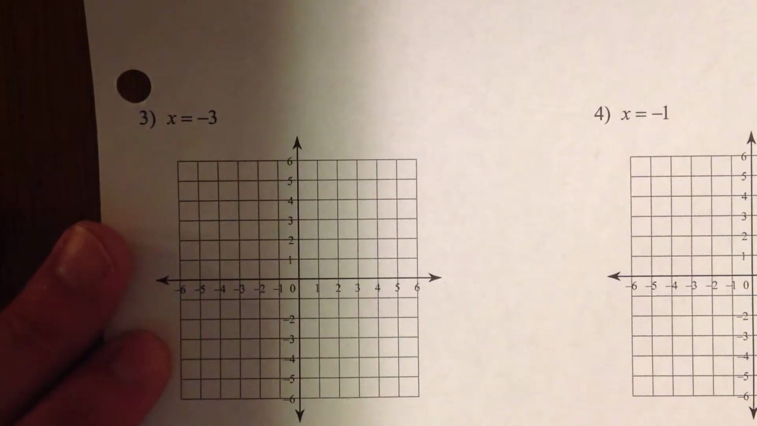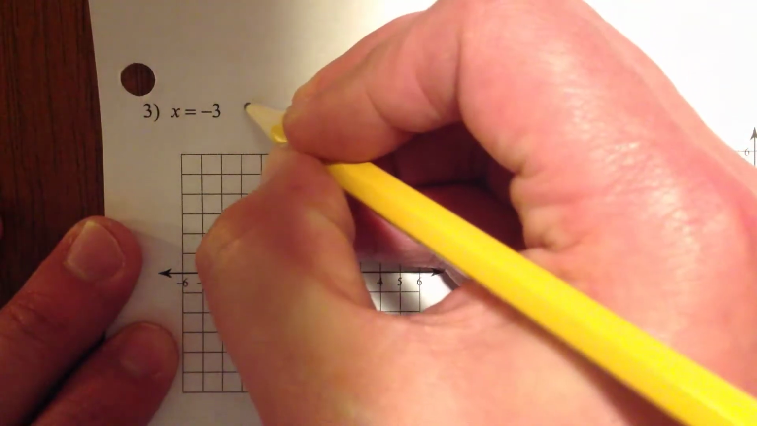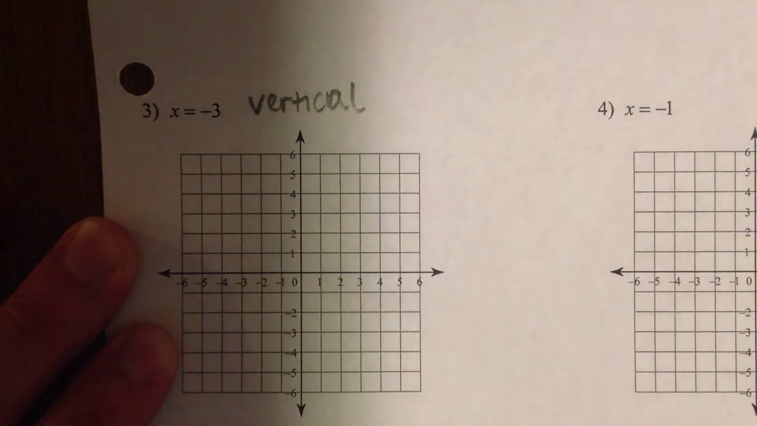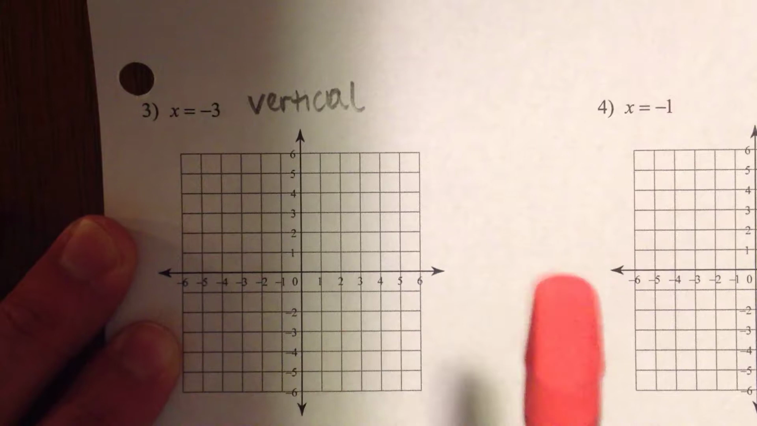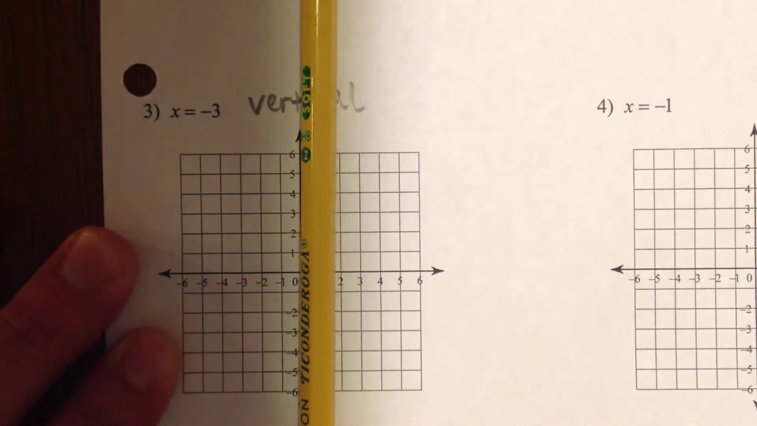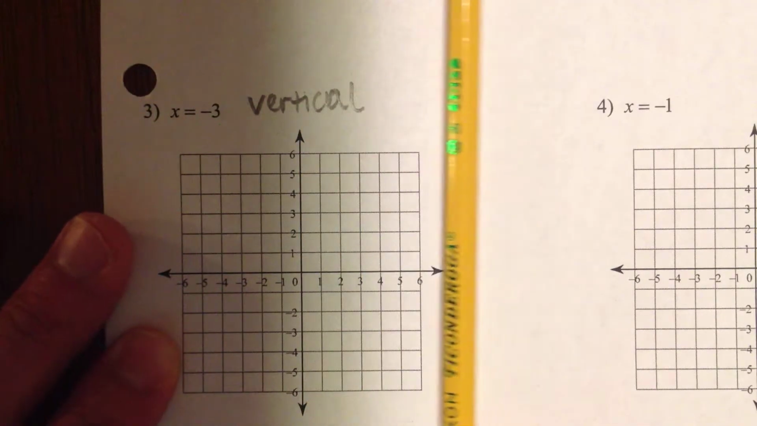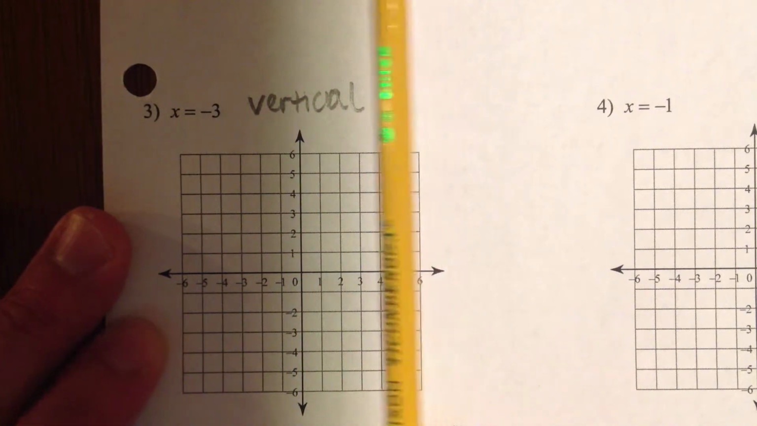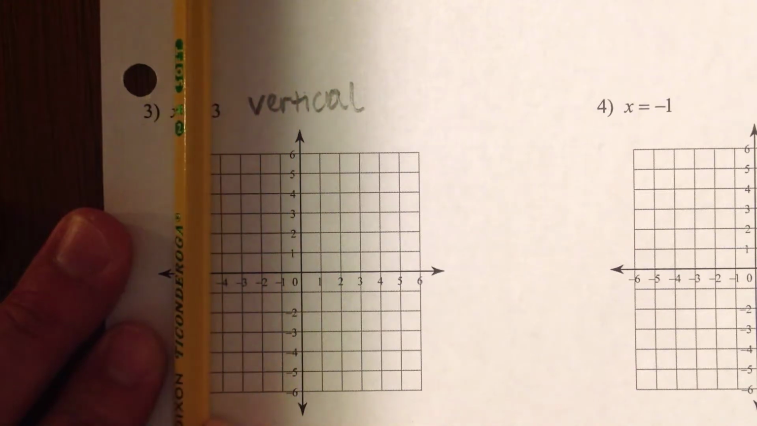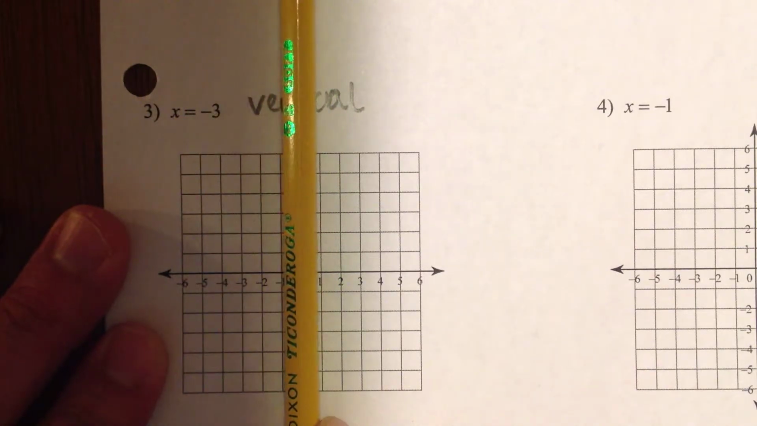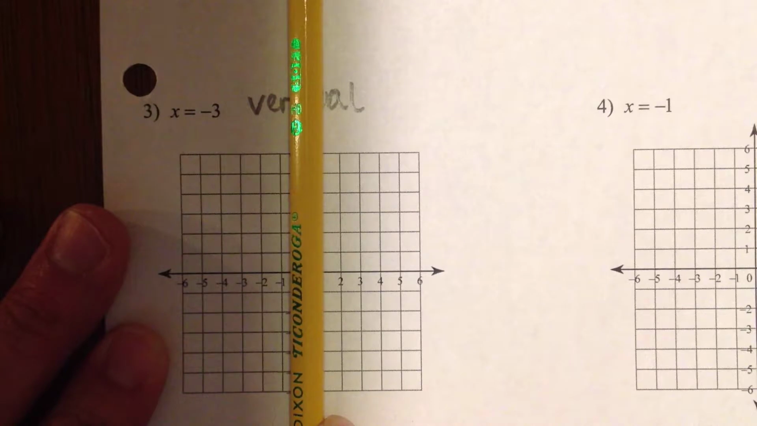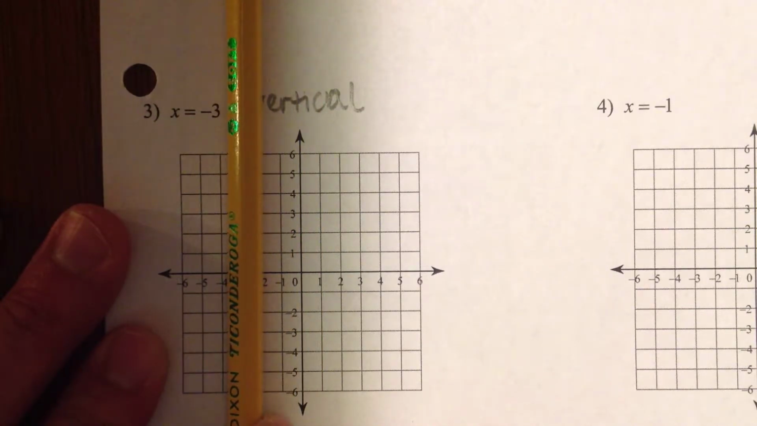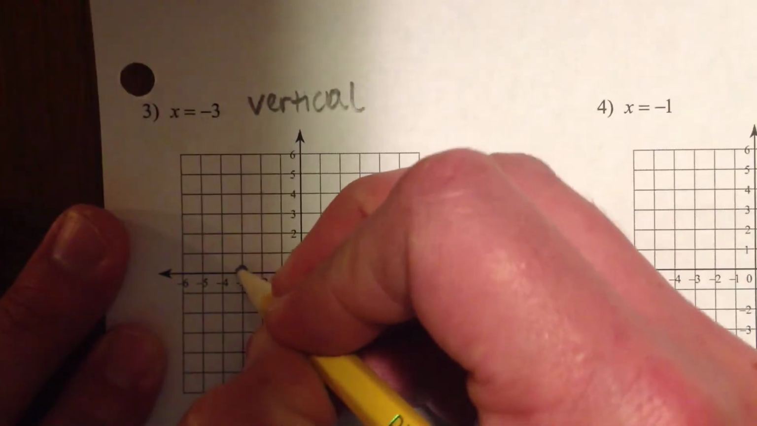In my next example, I have x equals -3. X equals is a vertical line. And vertical lines go up and down, so I'm looking for a vertical line going up and down at x equals -3. Now to the right side of my y-axis is the positive part of my graph, and to the left side of my y-axis is my negative part. So if I'm looking for x equals -3, which is a vertical line, I'm going to come over here to -3, and I'll draw my line vertically through -3.